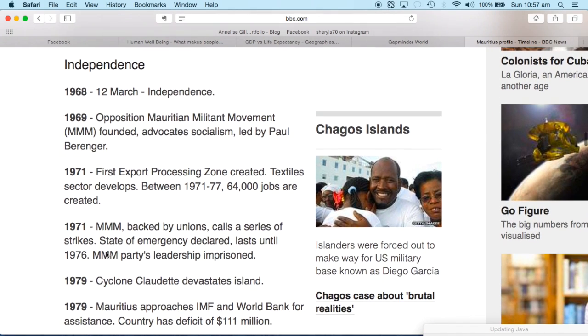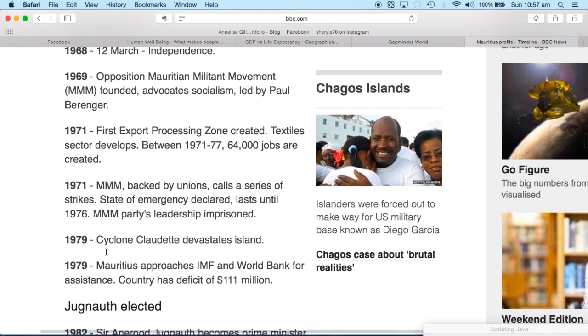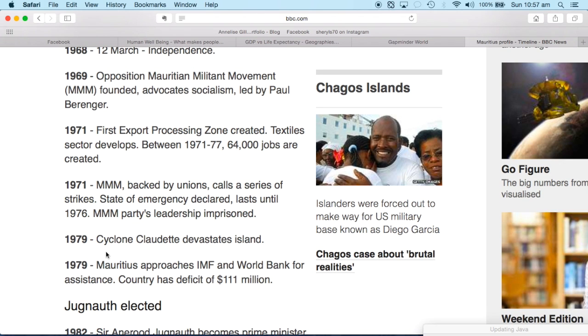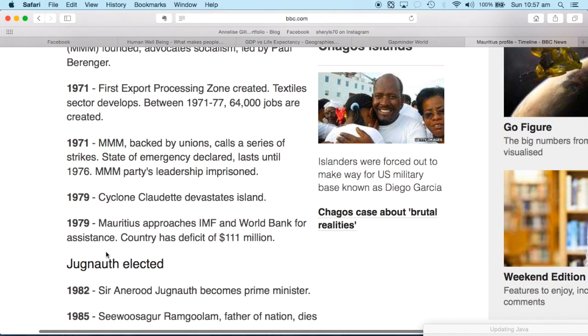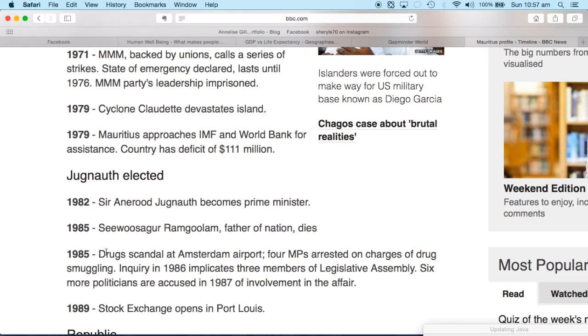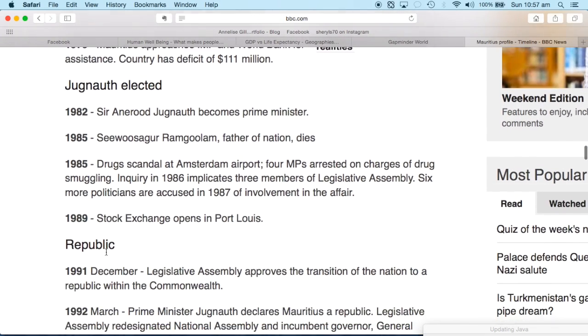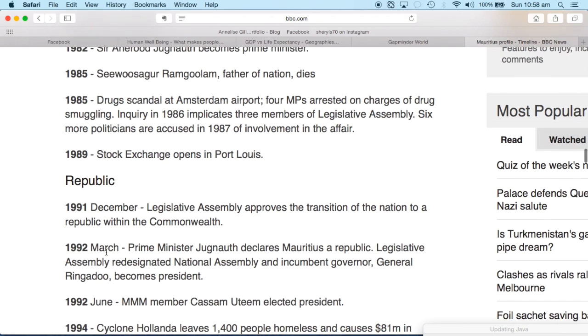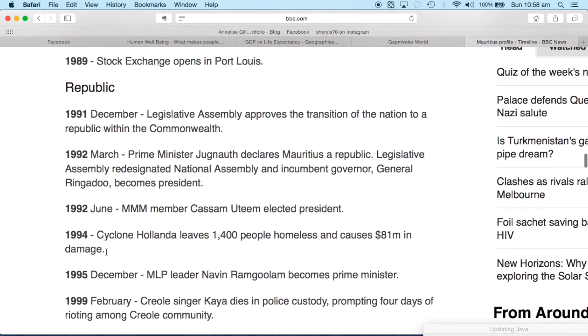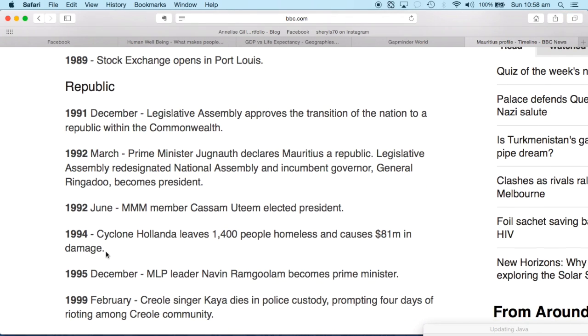Okay, we've got more jobs. It looks like the country becomes a lot more settled. 1979, we have another cyclone. Drug scandal, stock exchange. Okay, and then 1994, we have another cyclone.